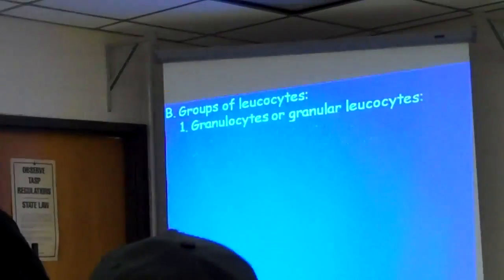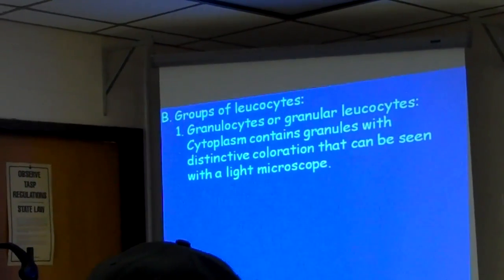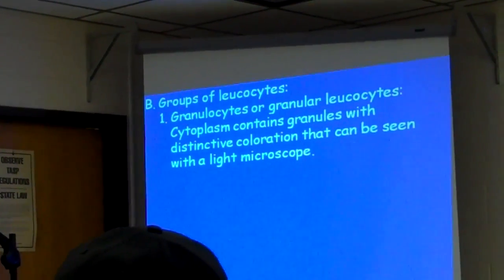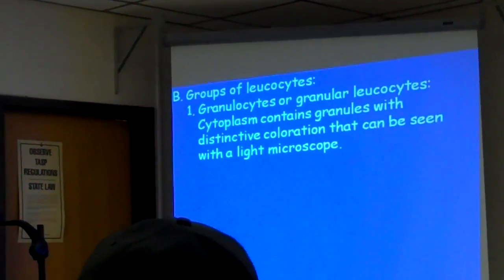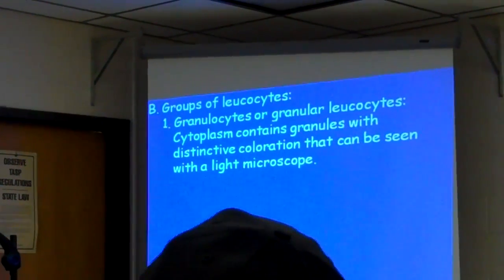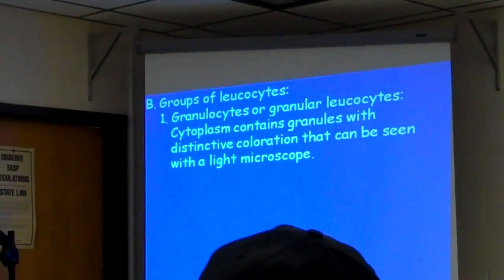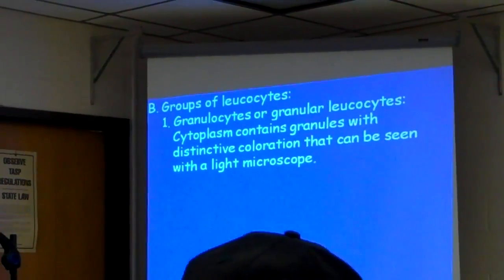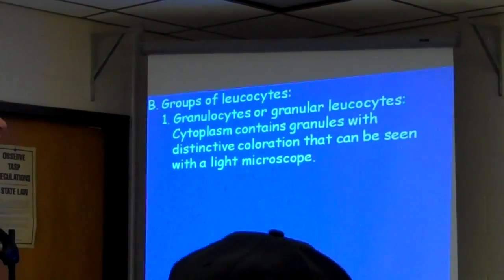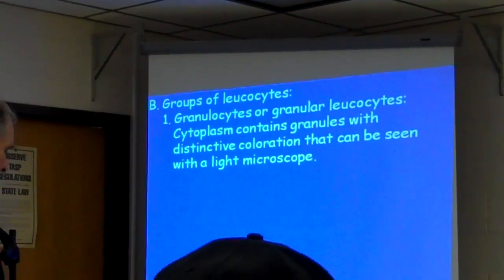Groups of leukocytes. We talked about this in 2401. The granular leukocytes, NEB. Y'all remember NEB from 2401? The granular ones are neutrophil, eosinophil, basophil. They have little proteinaceous granules in the cytoplasm, and they take different stains. Those are the granulocytes, or granular leukocytes.